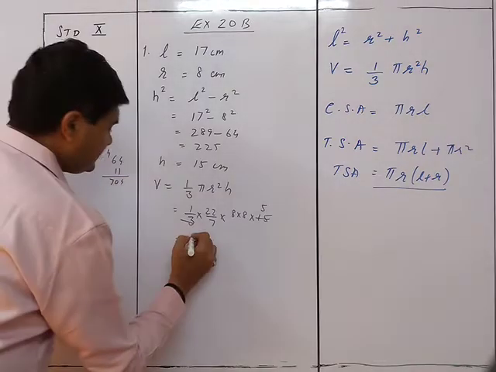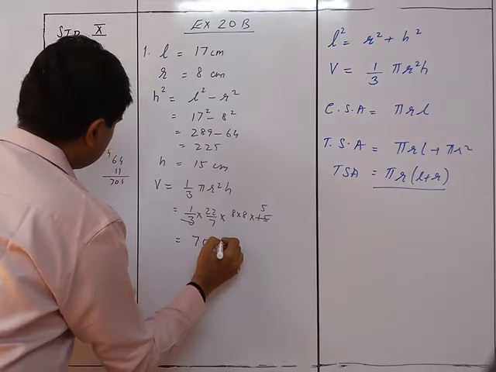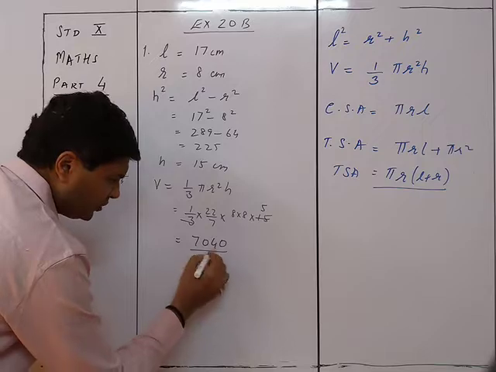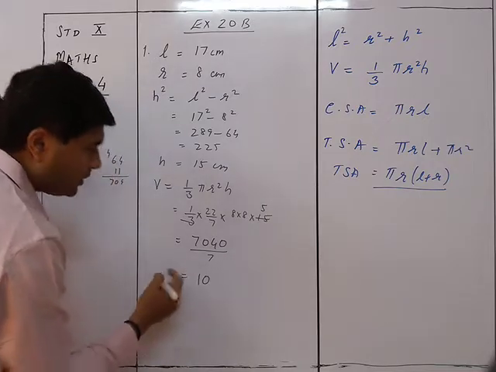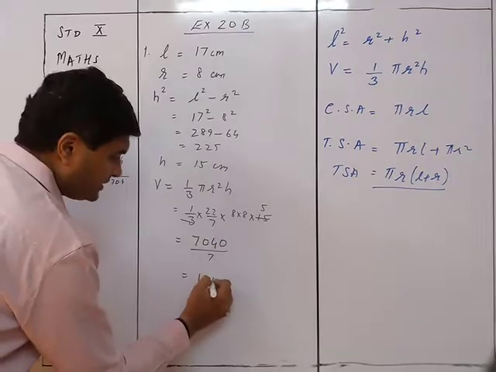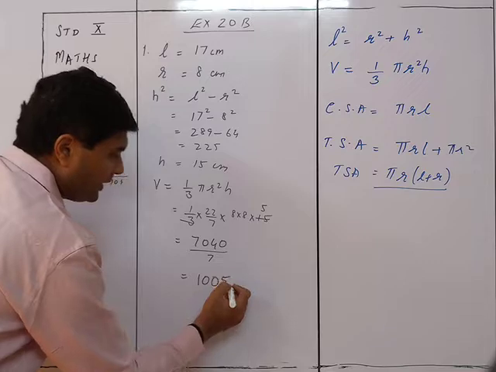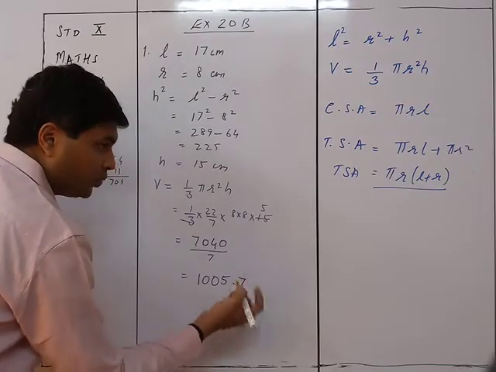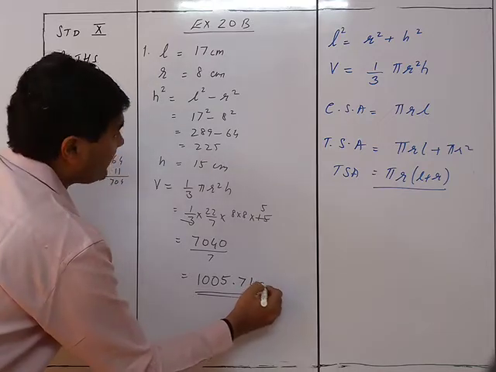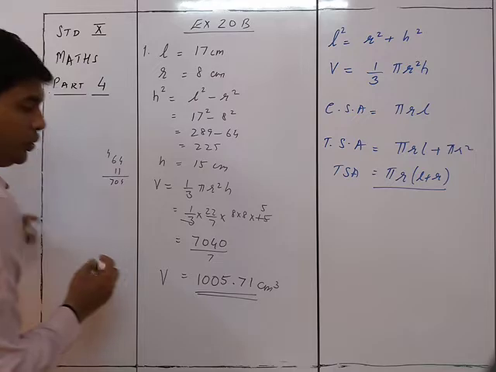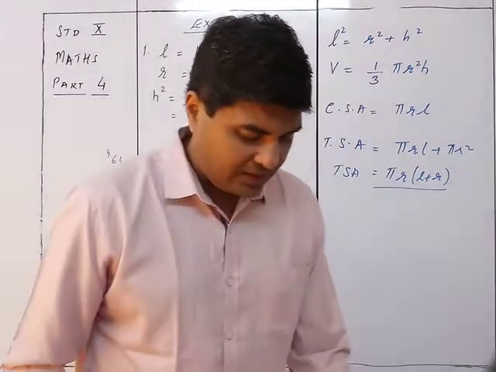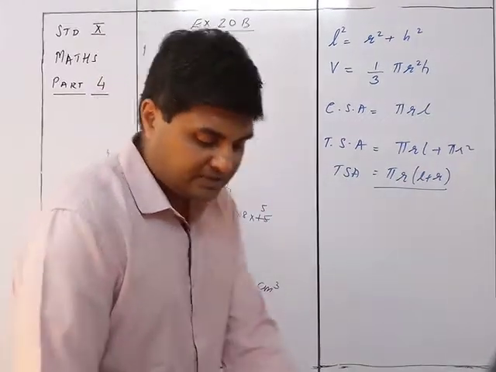So that will be 7040 upon 7. That will be 1, then 0, and then again 40. So 1, and then 0, and then 5, and then 50, so 7 sevens and then 1, so 1. So that is going to be 1005.71 centimeter cube, the volume of the required cone. Let's check the answer. So it's 20B, first is 1005.71.